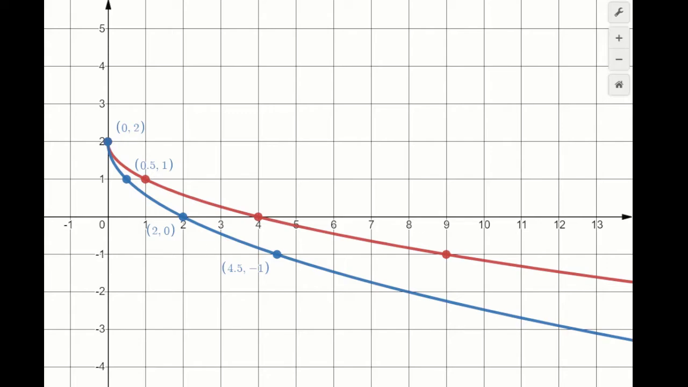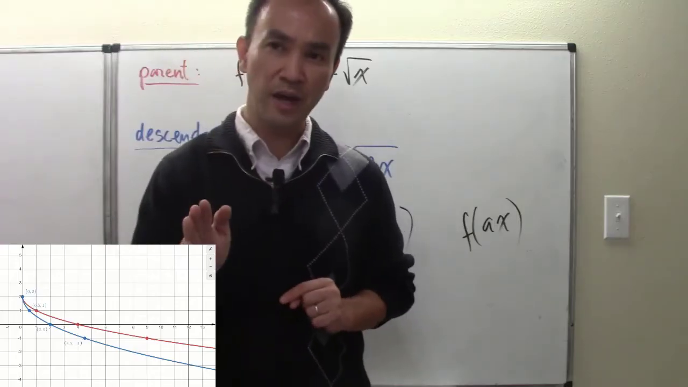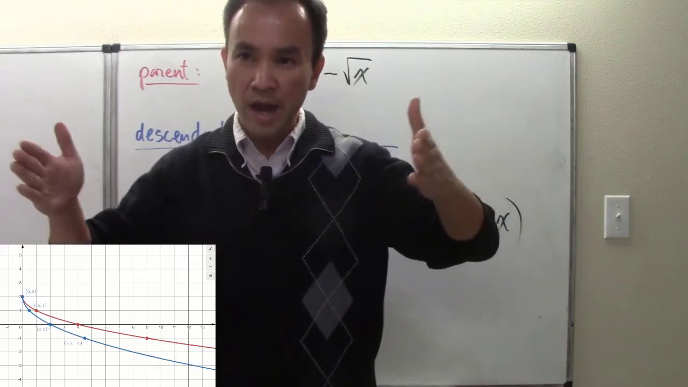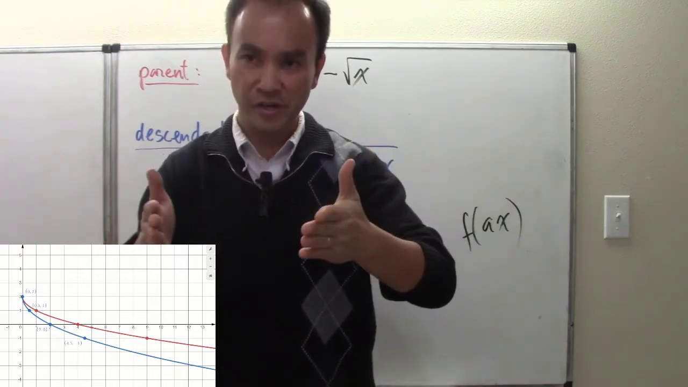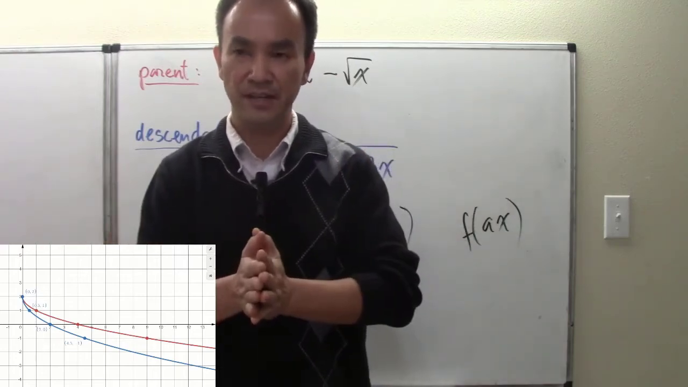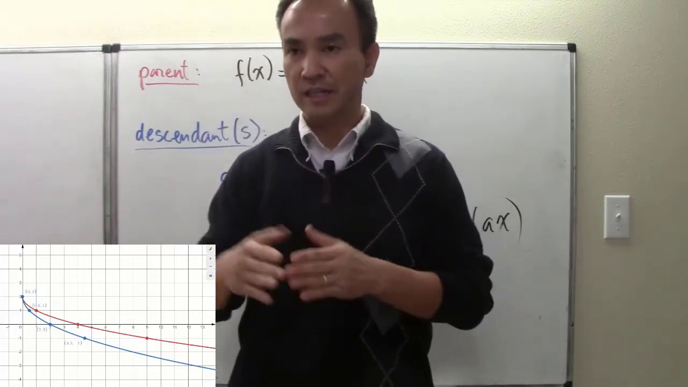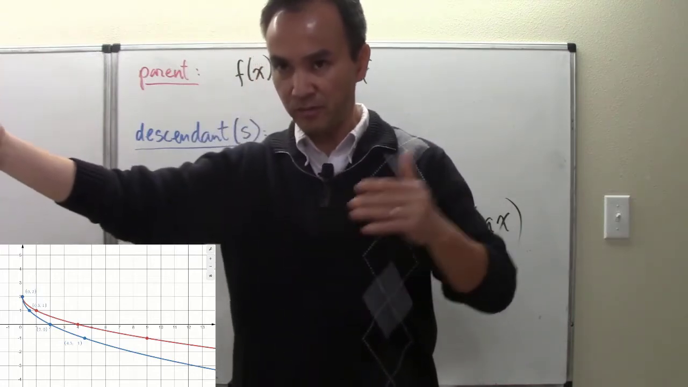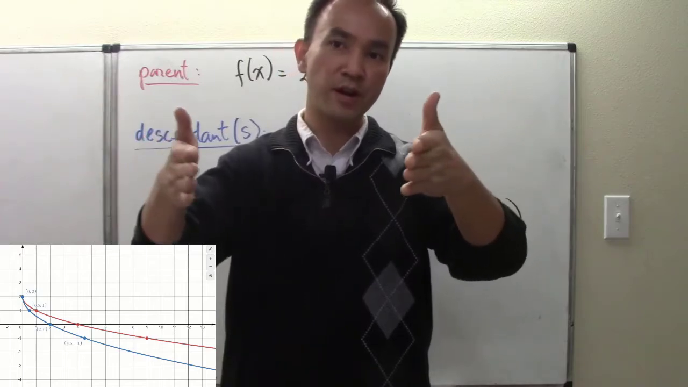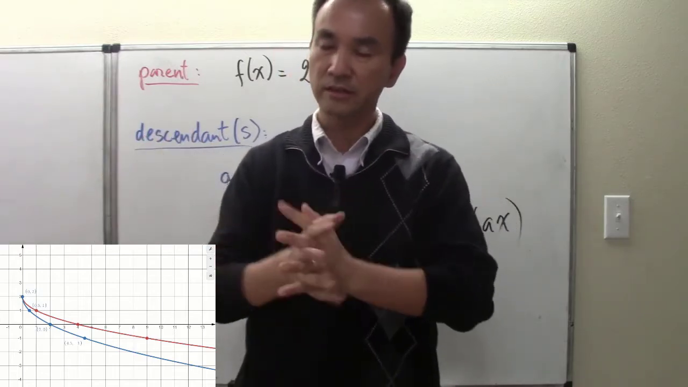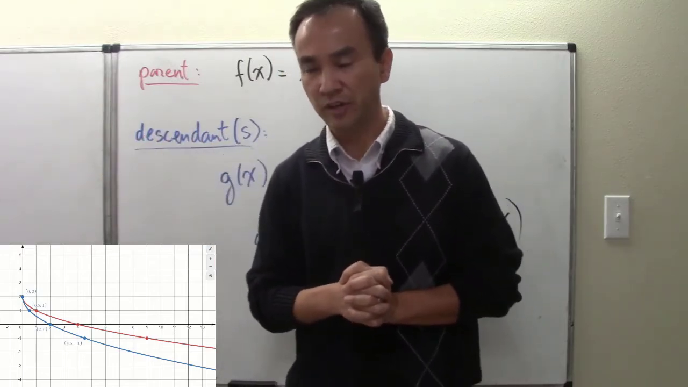So that means that this graph has gone through a sideways, a horizontal compression. This graph in blue is the parent function but being horizontally compressed. That's the observation we've made.